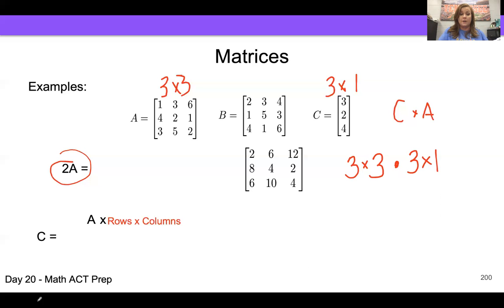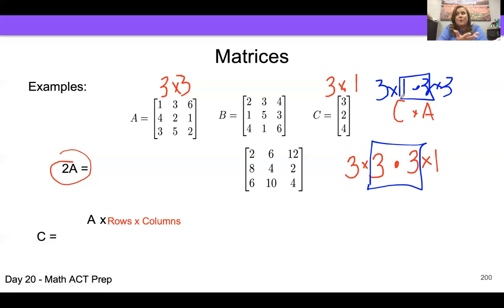Same holds true here. When you're multiplying matrices, these 2 numbers in the middle have to match. That's why C times A wouldn't work. This would be a 3 by 1 times a 3 by 3, and these 2 don't match. But I can flip-flop it and it works. Since this is a 3 by 3 times a 3 by 1, here's the 2 that match. My resulting answer is going to be a 3 by 1.